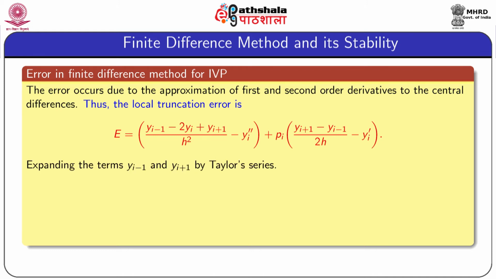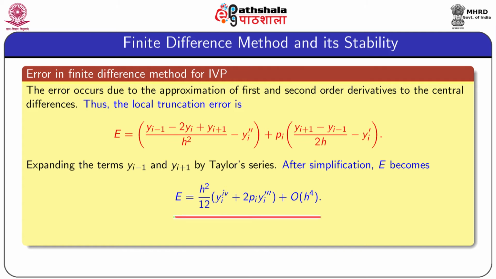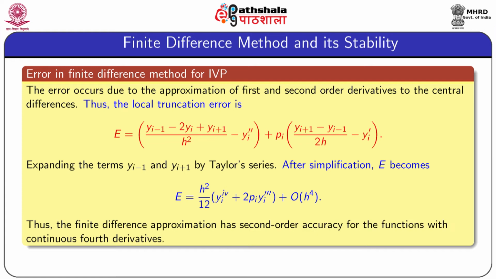Expanding the terms y_{i-1}, y_{i+1} by Taylor series, after simplification the expression for error becomes e equal to h square by 12 into fourth derivative of y at i plus 2 into p_i into third derivative of y at i plus order of h to the power 4. Thus, the finite difference approximation has second order accuracy for the functions with continuous fourth derivatives.